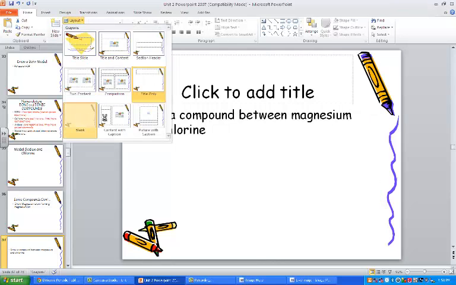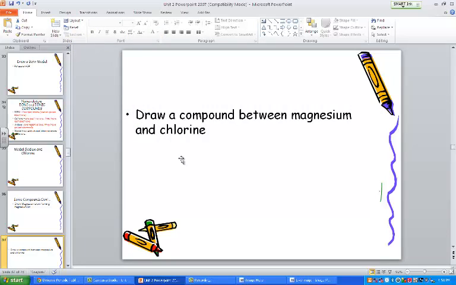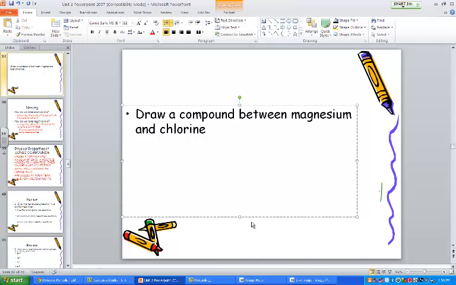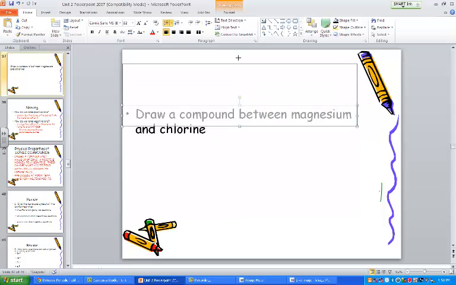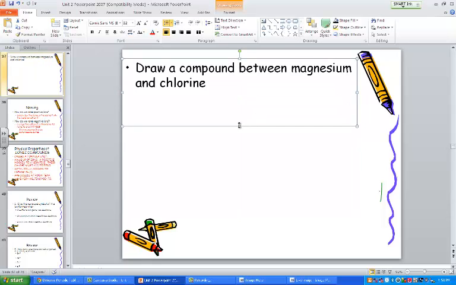I'm going to try to just change the layout, give myself some more room to draw here. How would magnesium and chlorine come together to form a bond? So we're going to form a bond between the magnesium and the chlorine. I'm just trying to drag this up and give myself some room here.